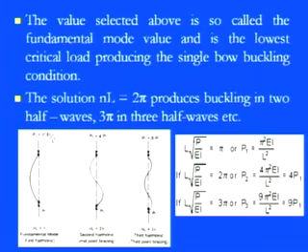And similarly for the third mode, where nL equals 3π, we have P3, which is 9 times π²EI over L², or we can say 9 times P1. So as you move further, if you are going for higher modes of buckling, we always have the n squared terms. That means for 2, 3 or 4, it is always going in terms of geometrical progression: 1, 4, 9, 16, like that.